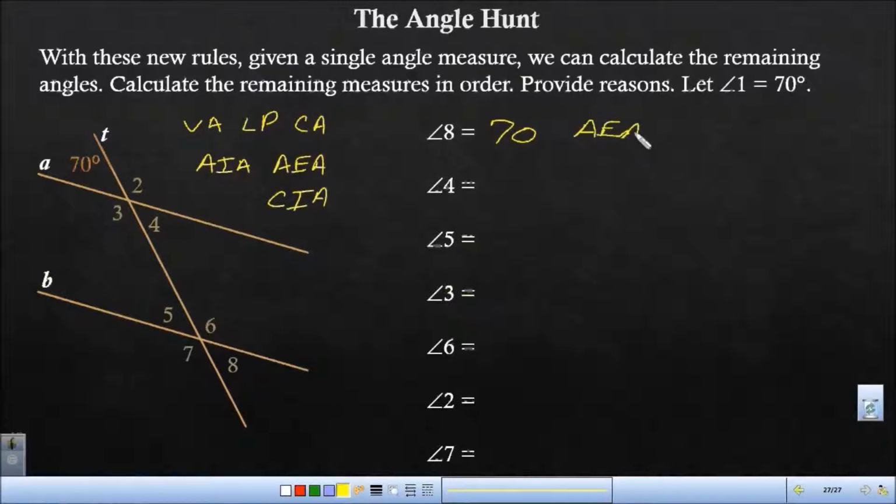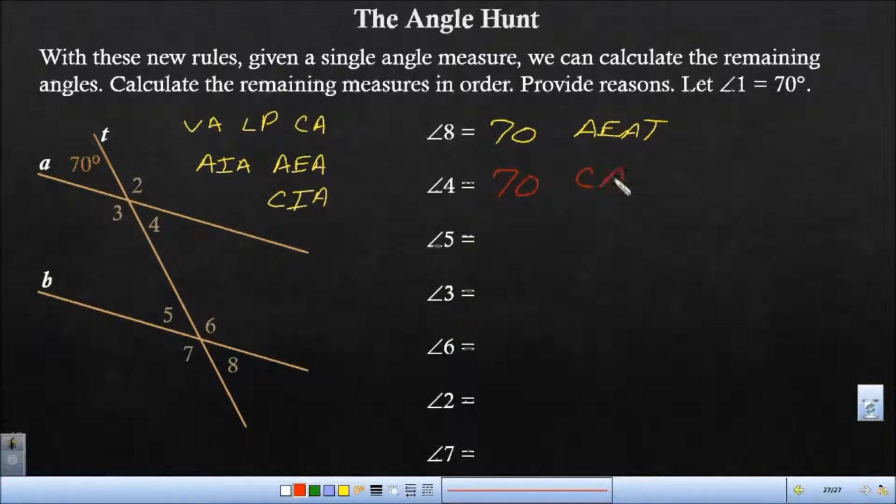So this is the alternate exterior angle theorem, add the t on there to invoke the theorem. Okay, so alternate exterior angle theorem. Alright, now 4. That's from 8. So from 8 to 4, these are corresponding angles. Corresponding angles are congruent, so the measure of 4 is 70.